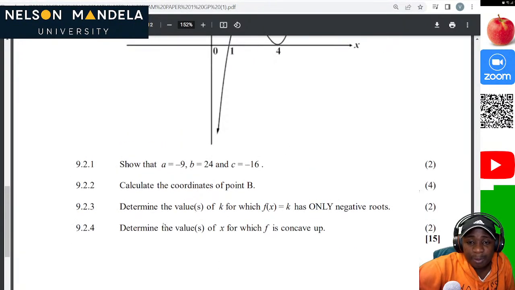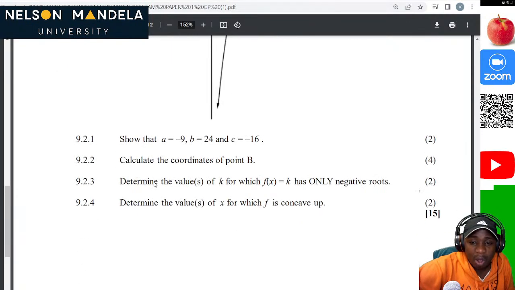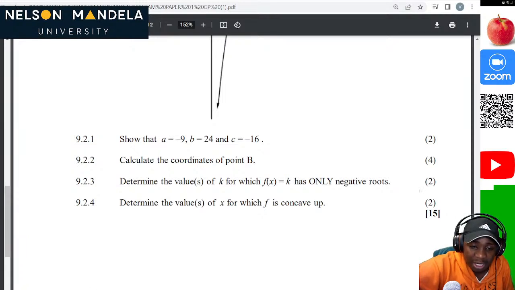Calculate the coordinates of point B. Where is B? B is the local maximum. This is easy because we know how to calculate for the local maximum. Let's go, guys, let's solve that problem. The idea behind everything is for us to know how we can solve this problem in a shorter way.